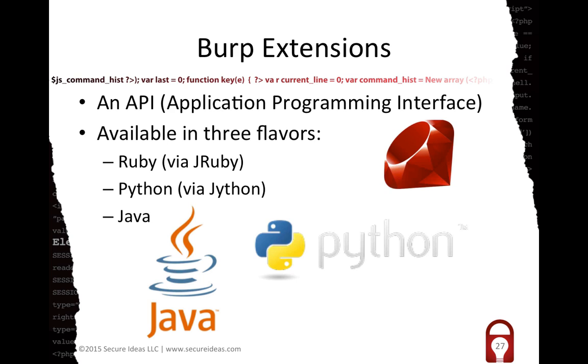So looking at Burp extensions now, I'll just talk briefly about it. You can make extensions in 3 different flavors. You can make them in Ruby, you can make them in Python, and you can make them in Java. So if you're familiar with any of those 3 languages, you're probably at least 80% of the way there, and you'll be able to create your own extensions. There is a whole API for doing this, and it's available and extremely well documented. The Portswigger guys have done a really good job with that.